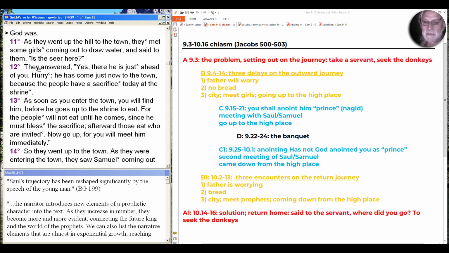After the banquet, we'll see that he begins to understand what's happening. But before that, he has to have his first meeting with Samuel, otherwise known as the man of God, or the seer, or the prophet, or the priest, or the judge, or whatever he is. But he's not called Samuel. He's everything else but Samuel. And we'll see that next time.